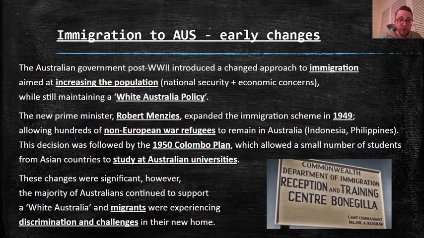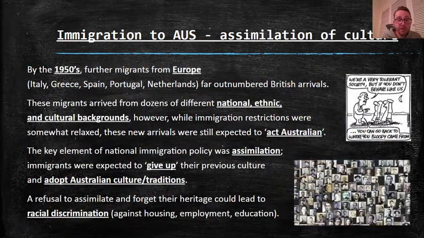These changes were significant. However, the majority of Australians continued to support a white Australia policy. Although those people who met the students from the Colombo Plan were like, yeah, keep them around, the majority of Australians were still Team White Australia. And the migrants from Italy, Greece, Spain, Poland, whatever, who did come here were experiencing discrimination and challenges in their new home. By the 1950s, further migrants from Europe far outnumbered British arrivals. These migrants arrived from dozens of different national, ethnic, and cultural backgrounds.